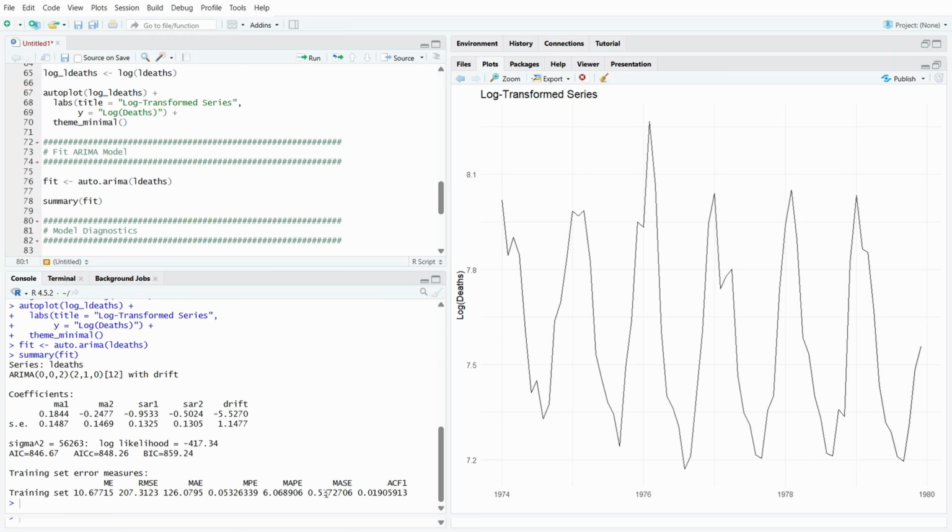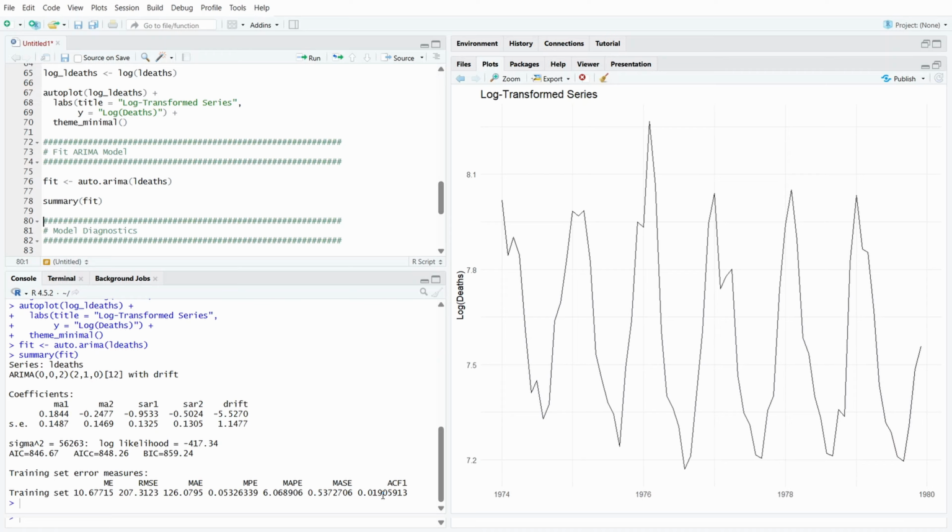MASE, approximately 0.54. This is important. Values below 1 mean the model performs better than a simple baseline model. ACF1, approximately 0.02. Residuals are not strongly correlated, a good sign the model has captured most patterns.